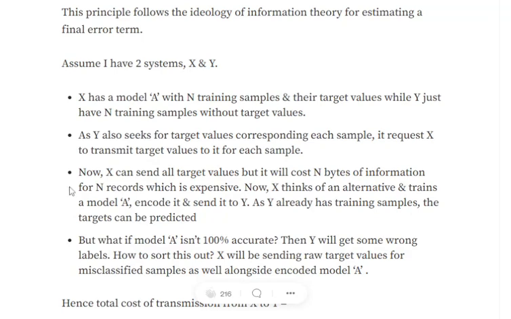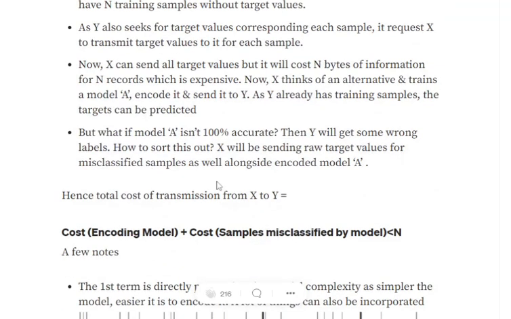So the total cost of transmission from X to Y is estimated using the cost of encoding the model plus the cost of samples that are misclassified by the model, which should be less than n. So the cost of encoding the model is equal to the complexity of the model. Again, the definition of complexity will change from model to model. Again, we can use the idea given by pessimistic error estimate, where we take a certain parameter from the model as the core for the complexity, and eventually calculate the penalty constant.